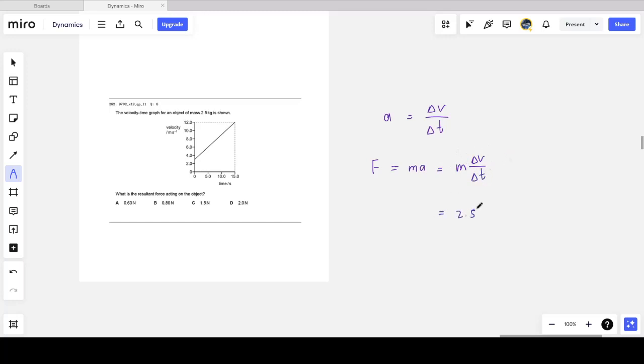I can just put my mass in, 2.5, and find the gradient of this line. And so if I find the gradient of this line, that's 12 minus 3 meters per second divided by a change in time of 15 minus 0 seconds. And so what I should get is that the resultant force, F, is 1.5 newtons. So quite a relatively easy question considering the ones that we've done before, but this corresponds with option C.